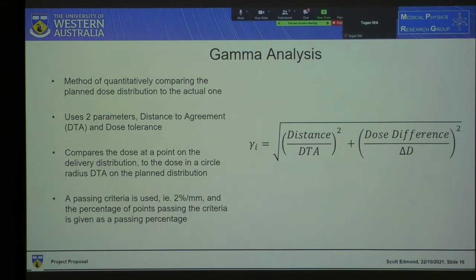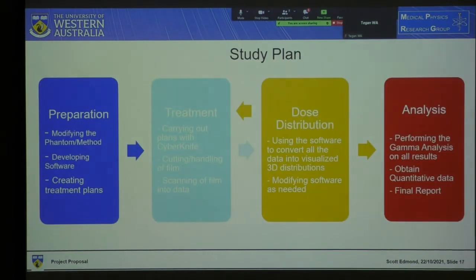So this is a method of quantitatively comparing a planned dose distribution to an actual dose distribution. And it uses both the distance to agreement and the dose tolerance to calculate a gamma value for each point. And then it gives each point a pass or fail. So a typical tolerance would be something like 2% dose within 1 millimeter. If it doesn't pass that, it's counted as a fail. And you can get an overall passing rate for a dose distribution compared to the planning distribution. And that gives us a quantitative analysis of how accurate the dose distribution is to what we planned.